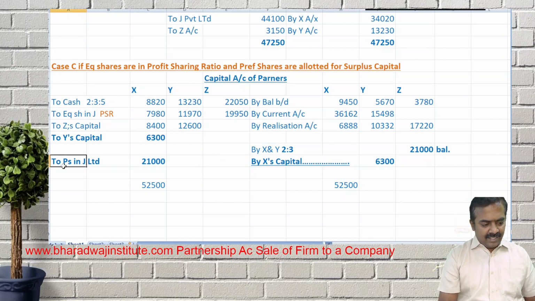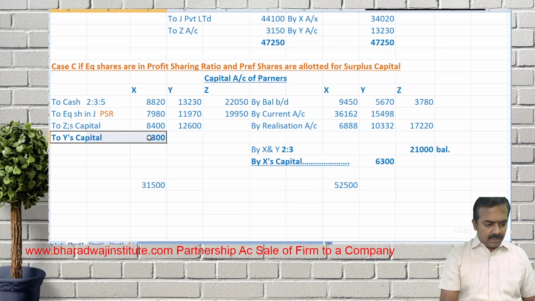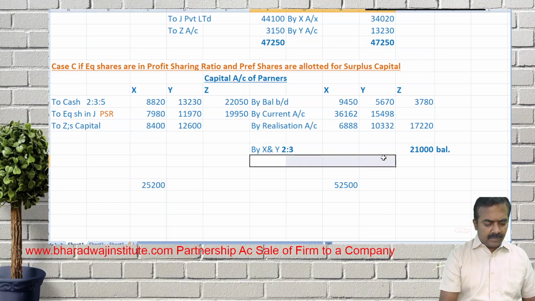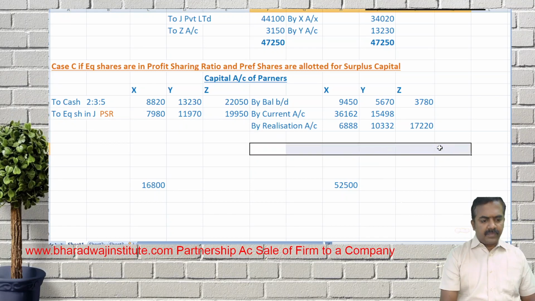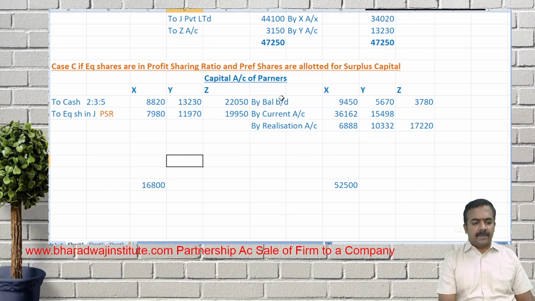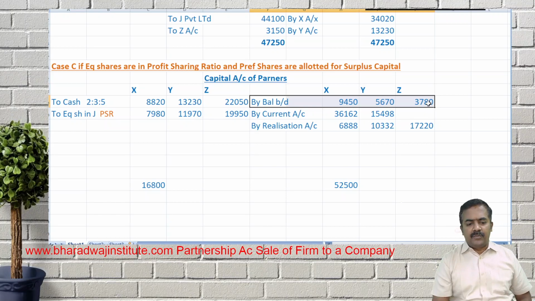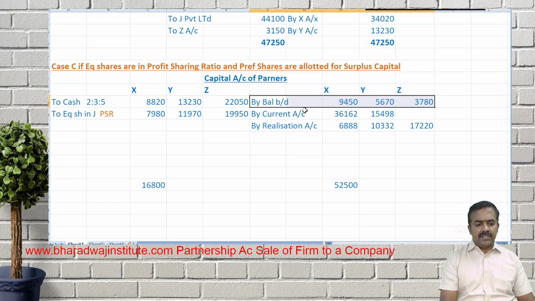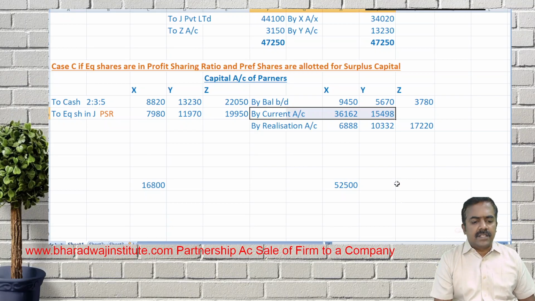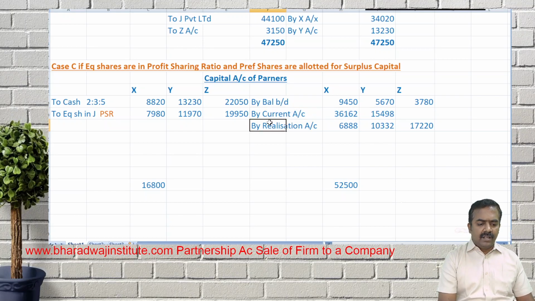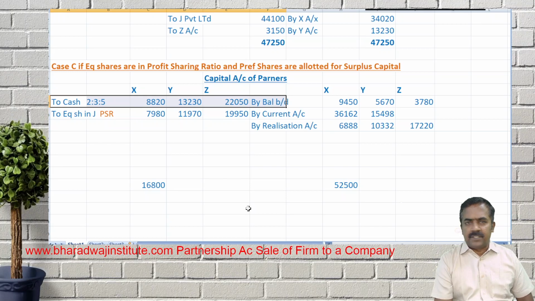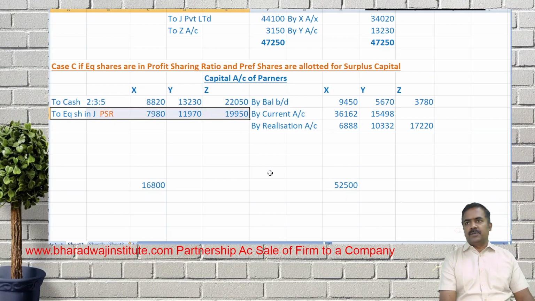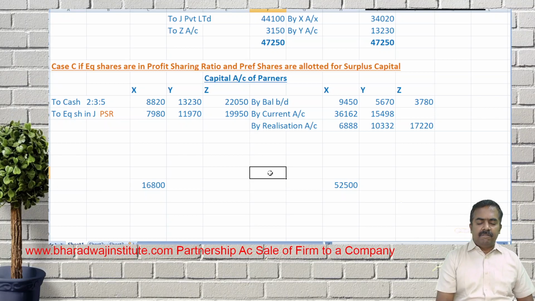Leave out this surplus capital. Leave out this Y's capital. Leave out this also. Now, this is a basic working area. What is the opening balance? 9,450, 5,670, 3,780. How much is in the current account? 36,162, 15,498. Realization profit has been transferred. Cash was distributed in which ratio? Profit sharing ratio. Equity shares also in which ratio? Profit sharing ratio. We first close the partners' capital accounts and check.